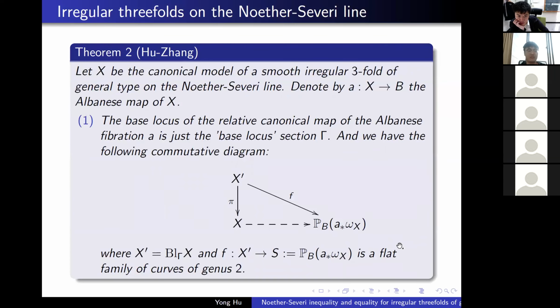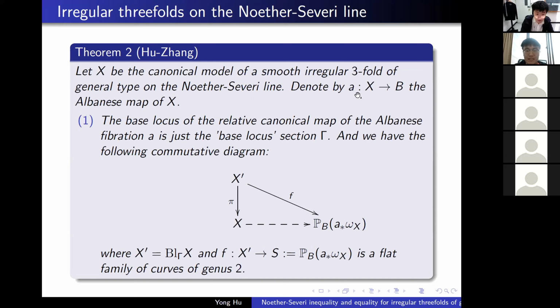Now I would like to introduce our theorem 2. It says: let X be the canonical model of a smooth irregular threefold of general type on the Noether-Severi line. This means that the canonical volume of X is equal to 4/3 chi omega X. And the canonical model means that the canonical divisor K_X is ample and X has at worst canonical singularities. The canonical model of a variety of general type is unique.